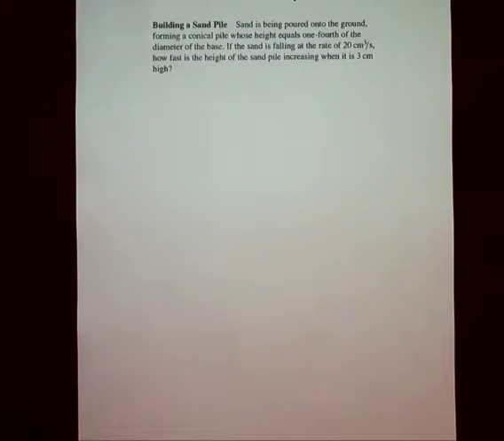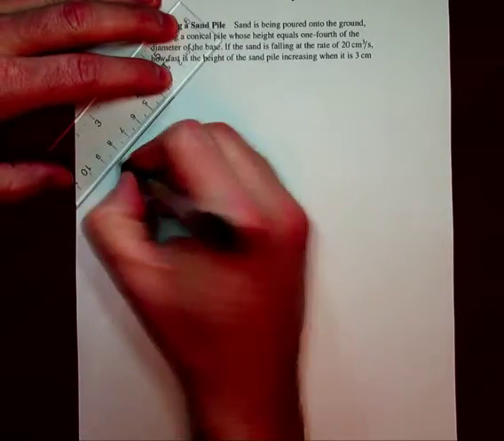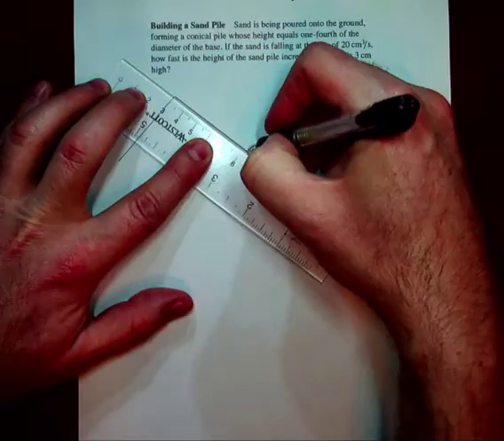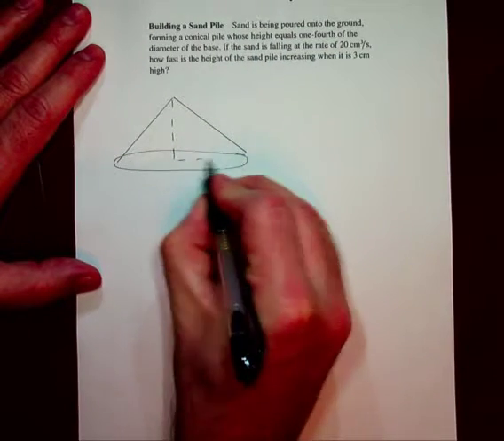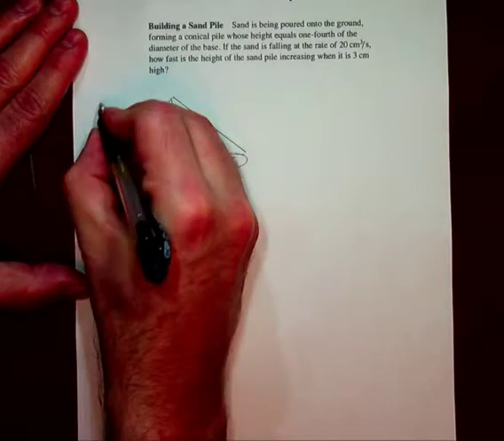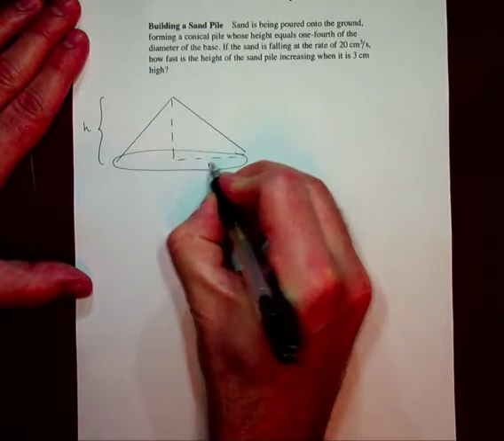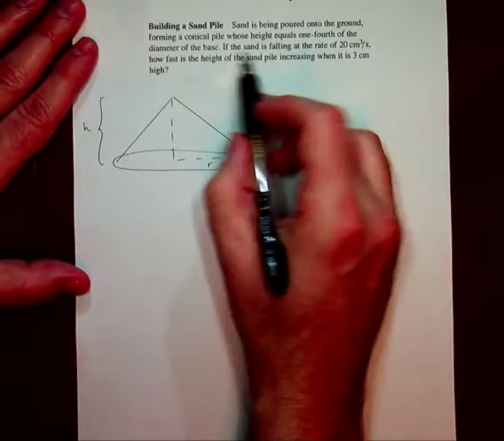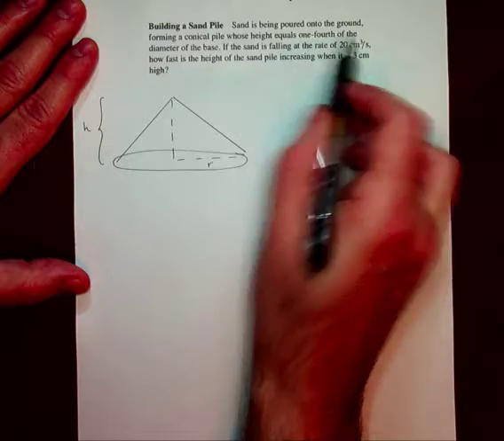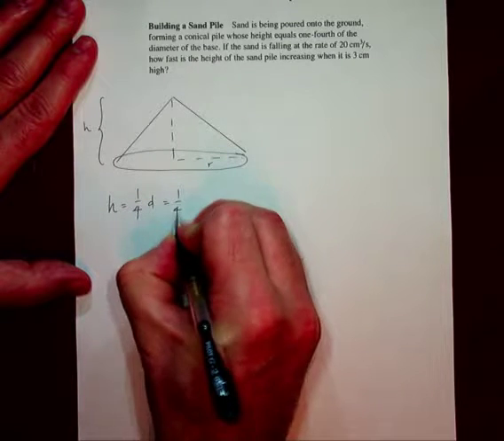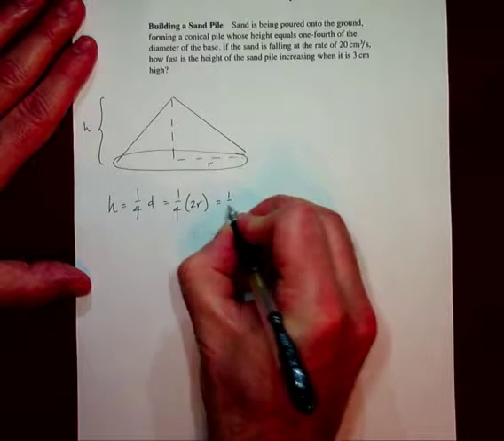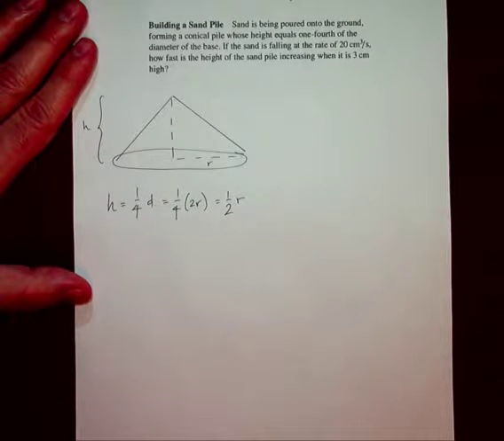Sand is being poured onto the ground, forming a conical pile whose height equals 1/4 of the diameter of the base. Okay? And we're going to go ahead and draw ourselves a nice little conical pile, not to scale. Oh, that was horrible. Again, I need to really work on that. And we have a radius. So we have our height, we have our radius, and we know that the height equals 1/4 of the diameter. So if the height equals 1/4 of the diameter, it equals 1/4 of twice the radius, or just 1/2 of the radius. Okay, that's going to be helpful.